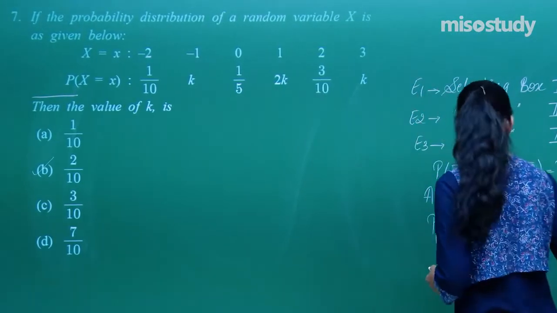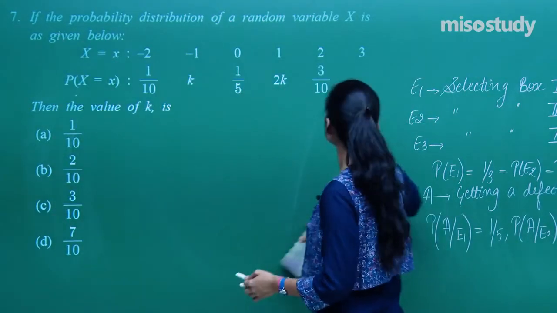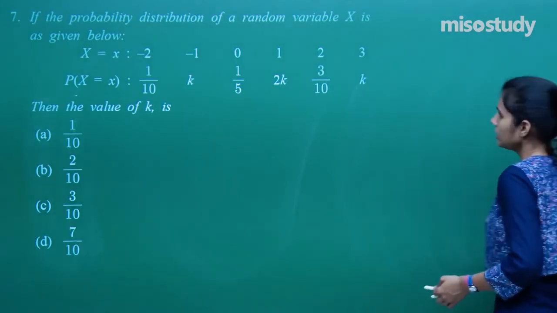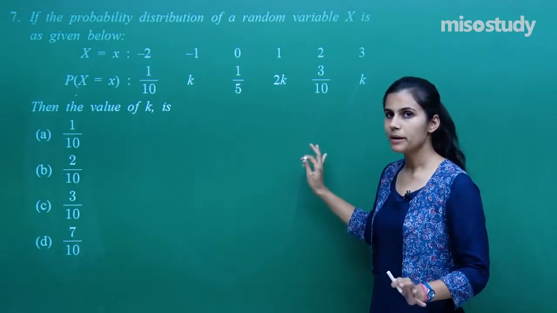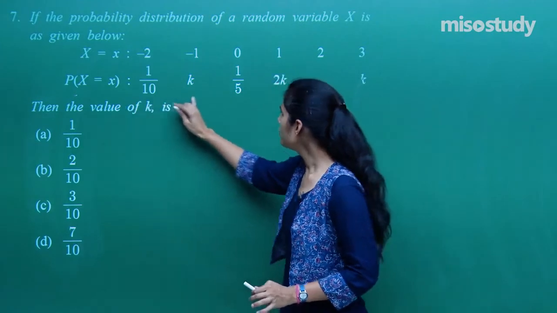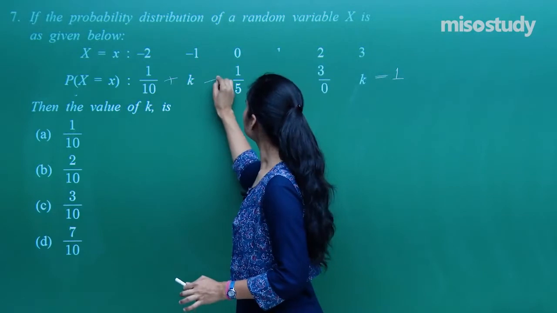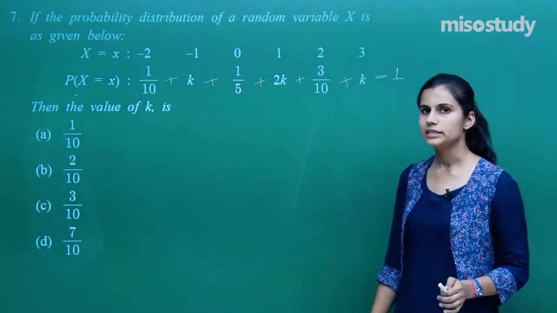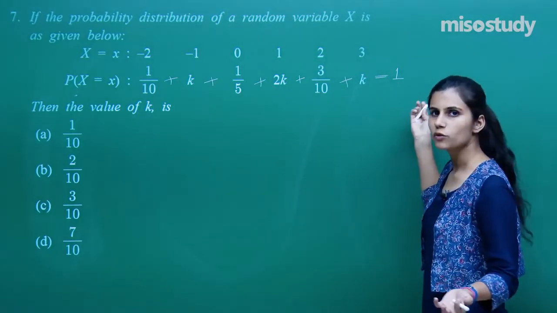Next question says, if the probability distribution of a random variable x is this, then what is the value of k? Okay, let's see. If they are claiming that this is the probability distribution, first of all, if you remember, I had very cautiously asked you to note this, that the sum of the probabilities should give you 1. When you add all the probabilities, it should give you 1. If it is not giving you 1, then this is not a probability distribution.